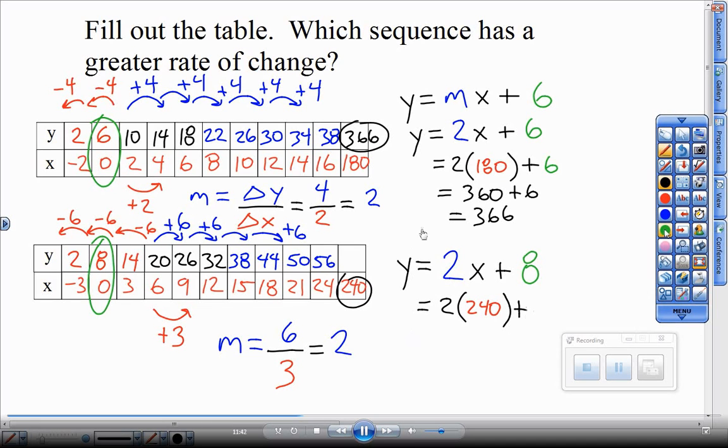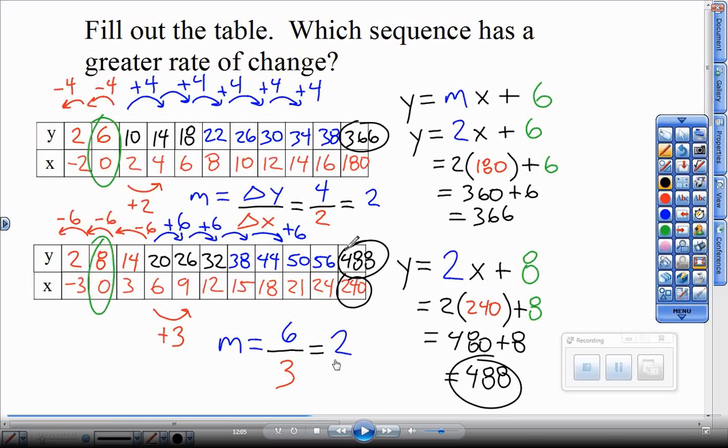And then you could start to see that both these have a rate of change of 2. So there is no greater rate of change. These are equal. So again, if I asked you which of these has a greater rate of change, you would say they are equal. To finish this problem, this gives me 488. And when I did all that work, I could see they have an equal rate of change of 2.